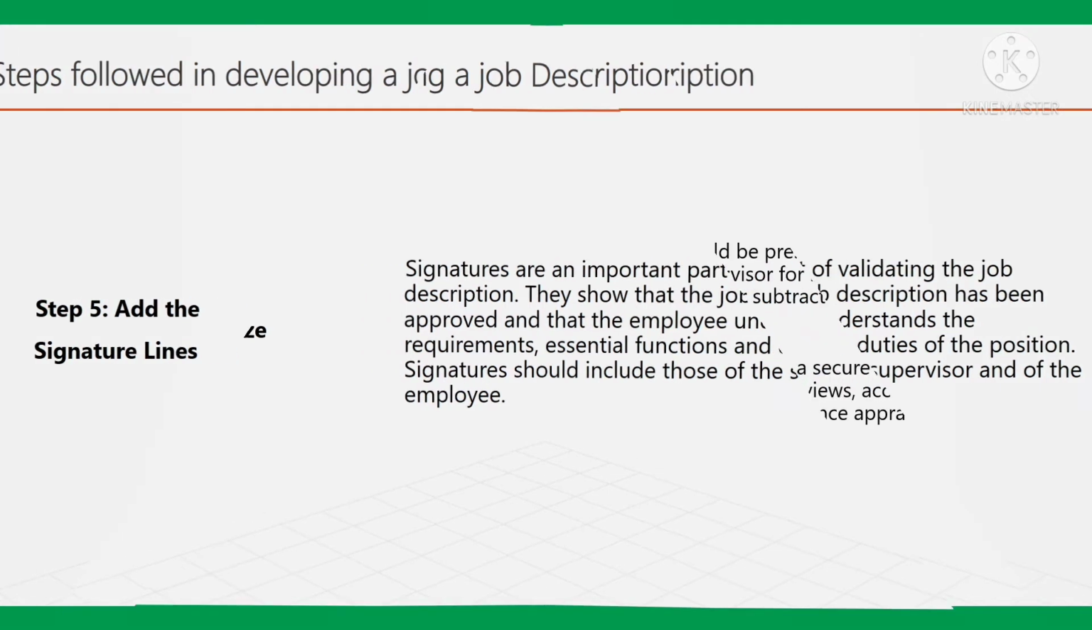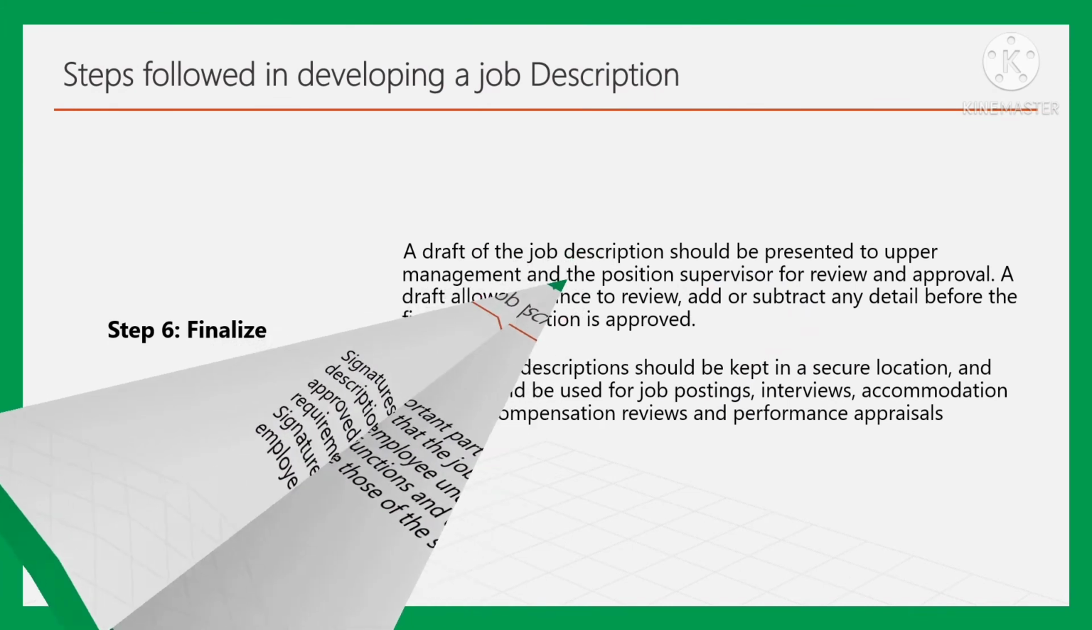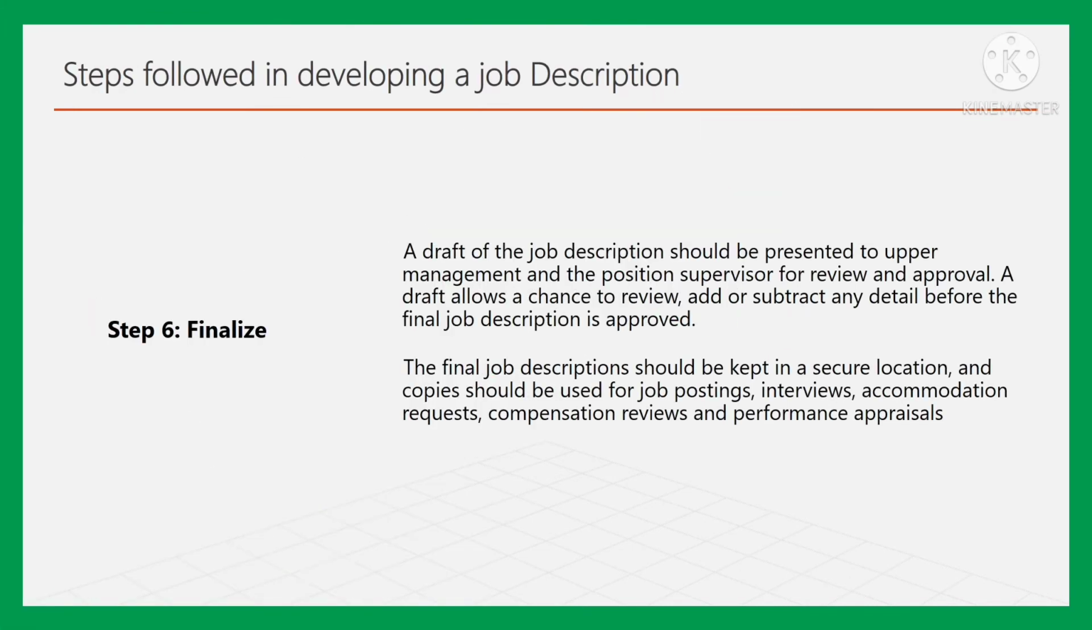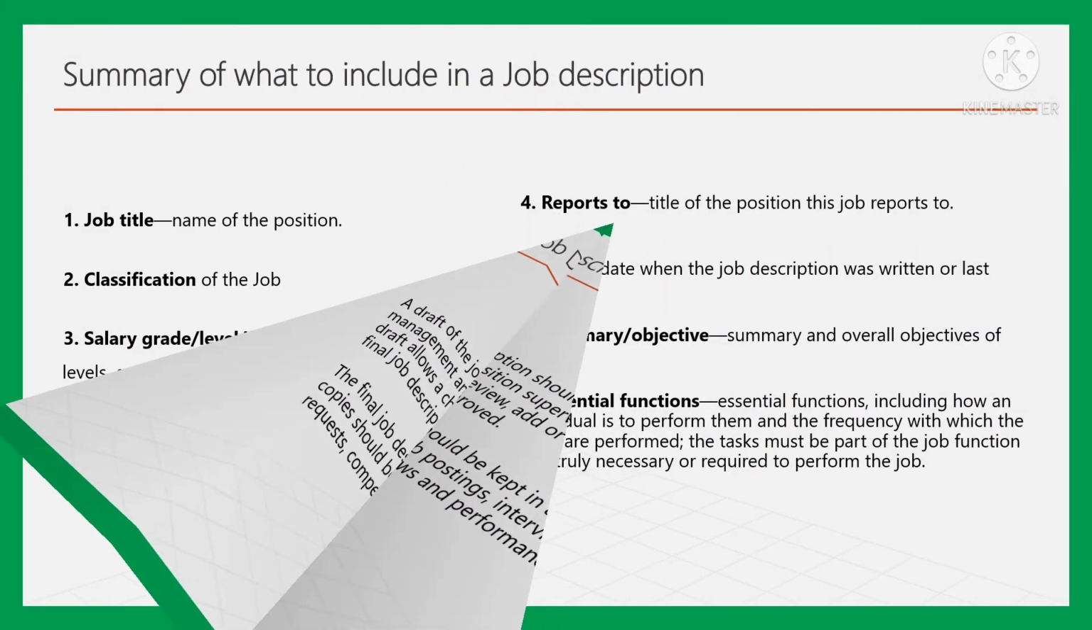Then you also have another step, which is the final step. You have to finalize. So when you're finalizing, as soon as you have developed the structure, you have to present it to the upper management or the top management so that it can be approved. So there's that part of review and approval. Once it's approved, then you're ready to go.